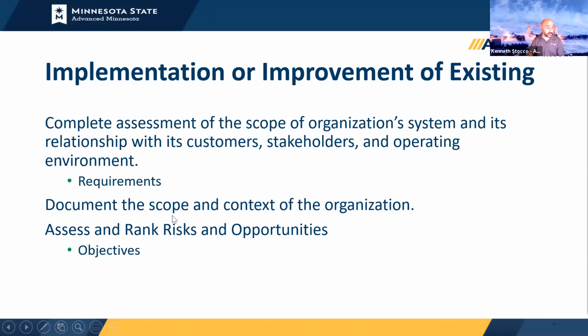And then we want to document the scope and the context of the organization. When we do that, we assess and rank risks and opportunities, and that gives us objectives. As an example, like we talked about earlier, opening up another market share: if we said that being ISO 9001 certified opened an opportunity for us to get more market share, then we'd have an objective of getting ISO 9001 certified by this date.